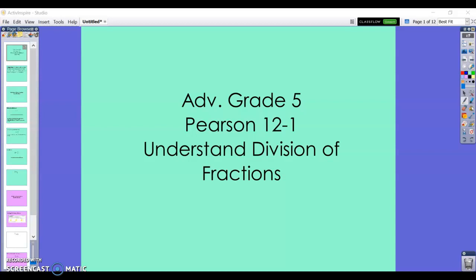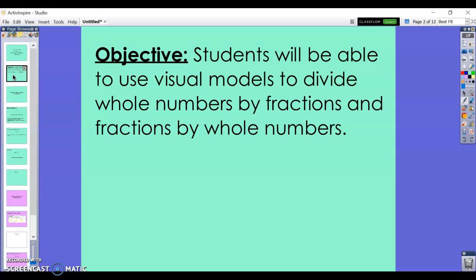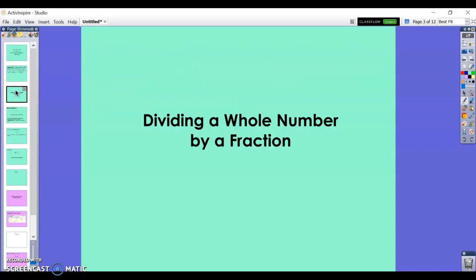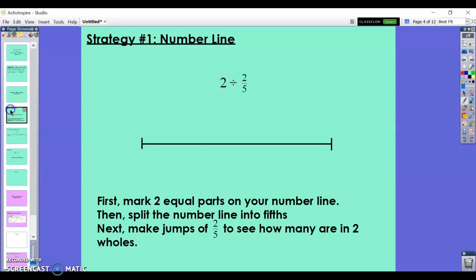This is Advanced Grade 5 Math, Pearson Lesson 12-1, Understand Division of Fractions. Your objective for today is students will be able to use visual models to divide whole numbers by fractions and fractions by whole numbers. We're going to start today with dividing a whole number by a fraction, and there's going to be two strategies that you can use to divide a whole number by a fraction.